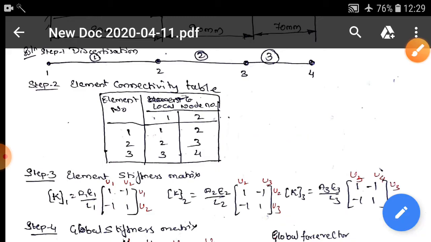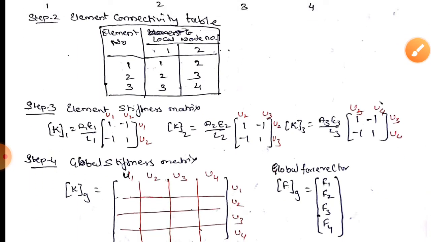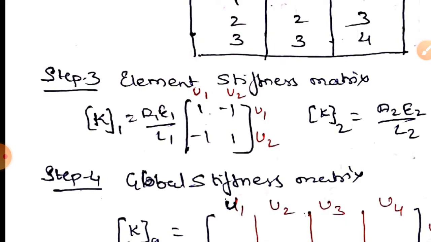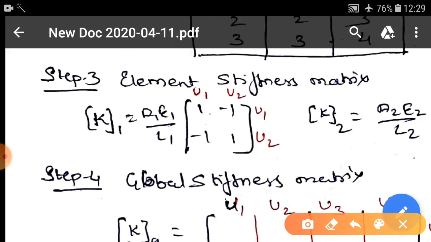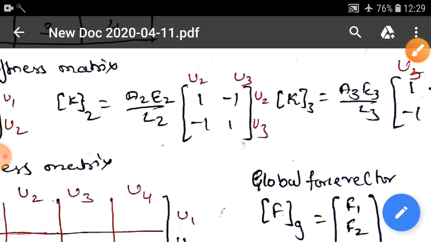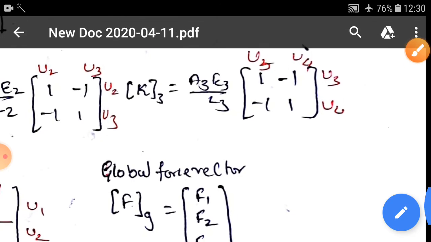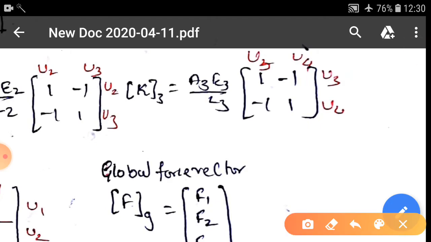These steps are basic. Now after that you need to calculate the element stiffness matrices using these formulas. Ke is equal to Ae Ee by Le, [1 -1; -1 1]. For first element it is between displacements u1 and u2, so u1 and u2 have to be written. K2 is A2 E2 by L2, displacements associated are u2 and u3. And the element stiffness matrix K3 is A3 E3 by L3, and displacements associated with it are u3 and u4.